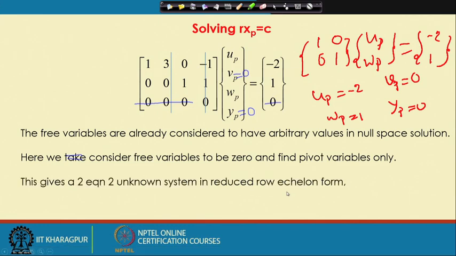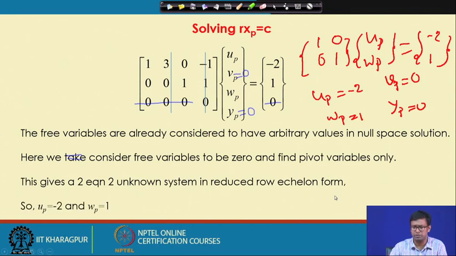So, this is a two equation two unknown system in reduced echelon form, and we get up is equal to minus 2 and wp is equal to 1.